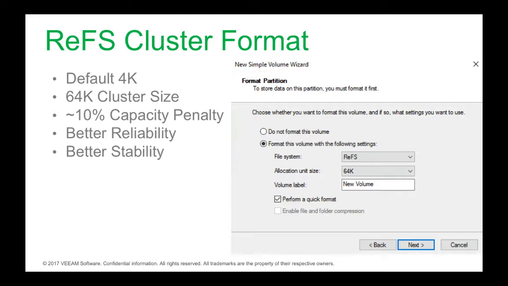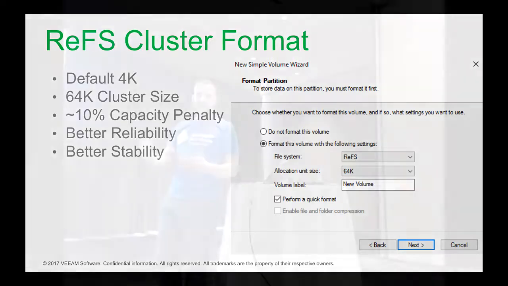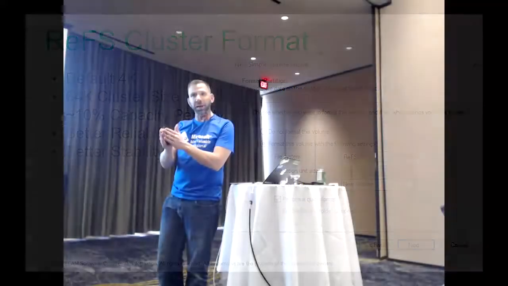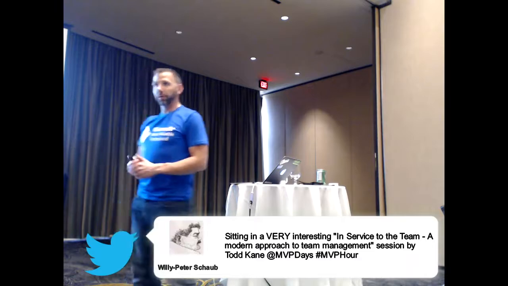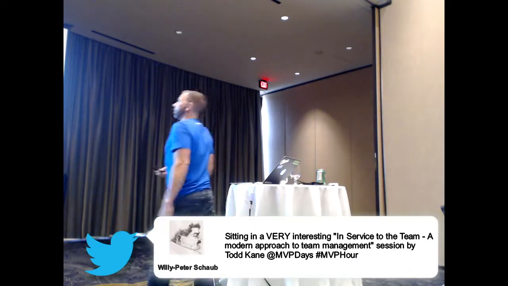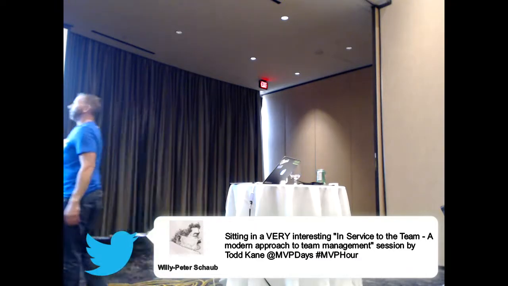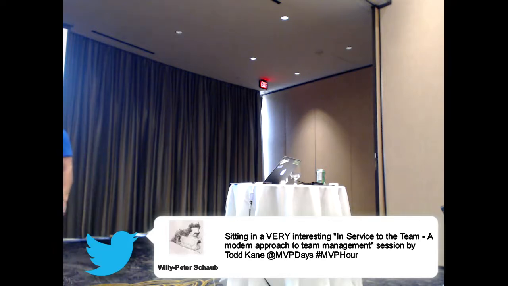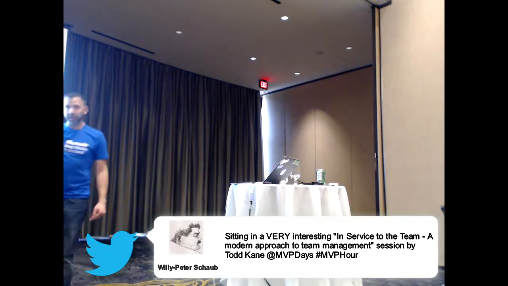If I have smaller virtual machine hard disks on there, it's not as big of a problem. But if I have terabytes worth of data in an individual backup file, that's where it starts to become more of a stability issue. And I haven't seen any issues with corruption. It's just been with blue screens of servers. So by enabling this 64K cluster size, this fixes these problems.